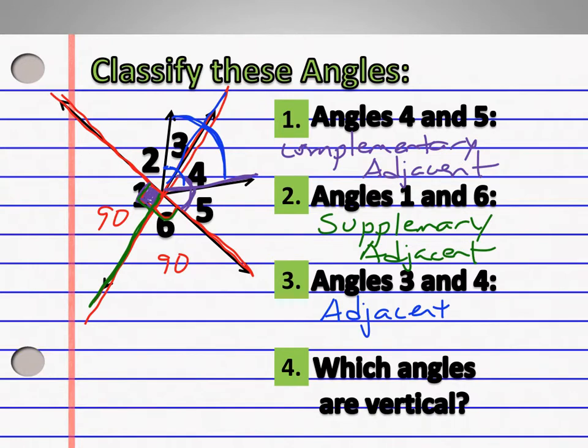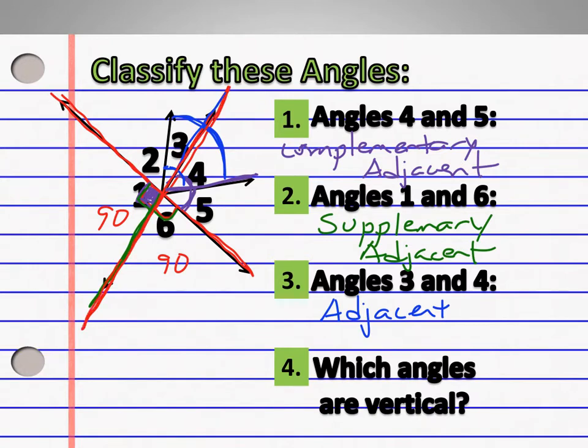Okay, number 4. Which angles are vertical? Now, vertical angles, again, are the red. They are the X. So you look at your X in red, and you're going to identify the across angles.